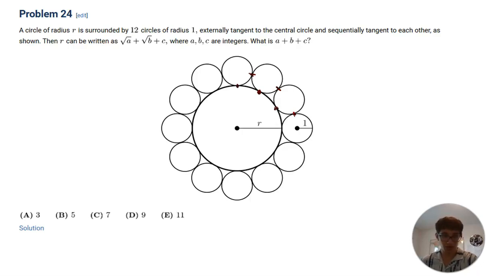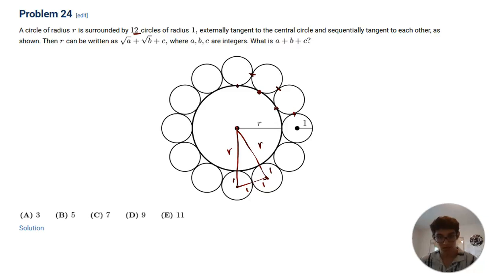The important thing is that we want to find r in this form, and this is where things get a little bit tricky. Let me first show you what not to do. A lot of you might say, hey, there are 12 circles, so we can probably work with angles. Maybe we can connect the centers of these two circles, get something like this. So this is 1, this is r, this is r, this is 1, this is 1, this is 1.